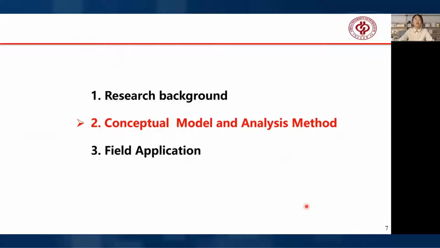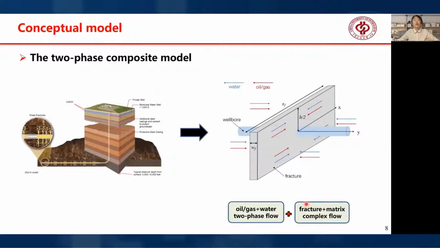And next is the second section, conceptual model and analysis method. First of all, we established a physical model. And in this model, we considered two-phase flow and fracture matrix complex flow. The blue arrow means water and the red arrows mean oil or gas. The green part is fracture and the other space is matrix. And in this model, the parameter XF is the length of fracture and H is the height of fracture. And in this physical model, we assume that XF is much longer than H.